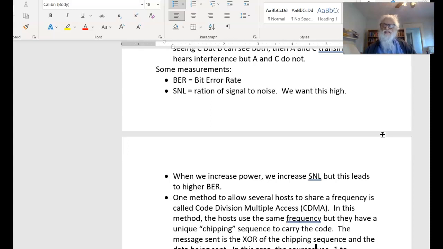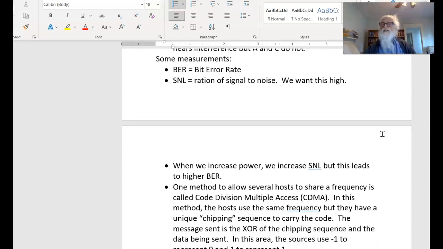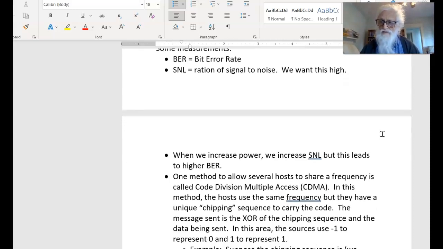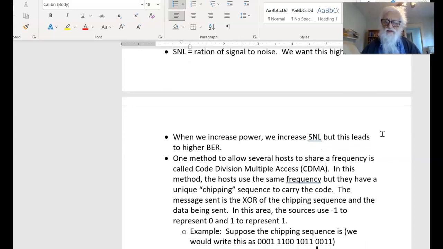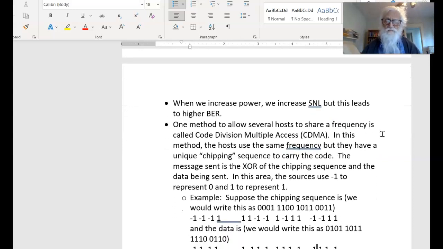The message that is sent is the XOR, that means the exclusive OR, of the chipping sequence and the data being sent. And for reasons that I don't quite understand, because I'm not interested in some of the electronics, the sources use -1 to represent 0 and 1 to represent 1. So let's look at how this is done.